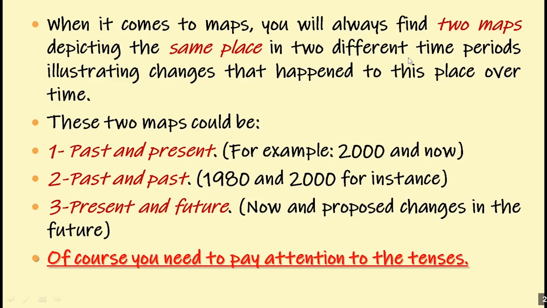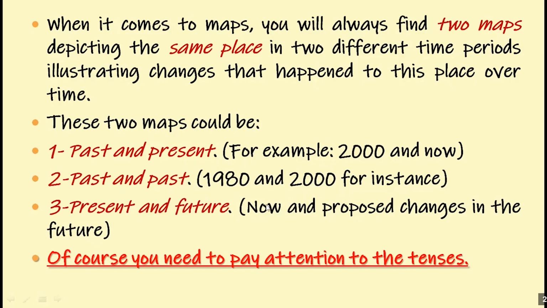Okay, when it comes to maps, you'll always find two maps. It's usually two maps depicting the same place in two different time periods, illustrating changes that happen to this place over time. These two maps could be past and present, for example, a map of the place in 2000 and then now. Past and past, a map of the place in 1980 and the same place in 2000.